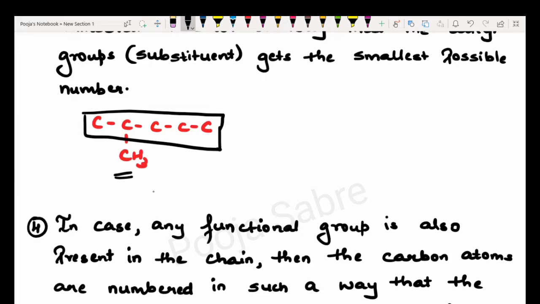CH3 is my substituent. Now this rule says that, children, my substituent should be given the smallest numbering. So you can number either from left to right or right to left. Remember, it should start only from the terminals. If I need to number this longest chain, I can start from left to right: 1, 2, 3, 4, 5. So if I go from left to right, the position of CH3 is the second position.